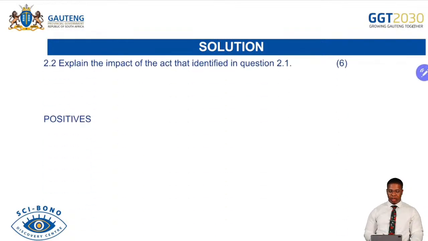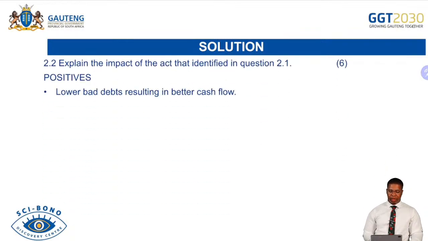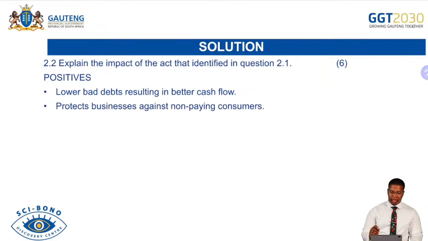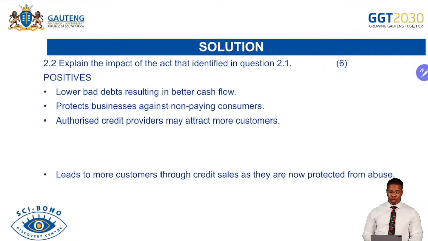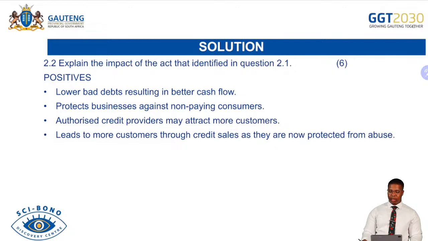But let us look now into the impact. What are the positives for your National Credit Act? Low bad debts resulting in better cash flow. It means there will be low bad debts resulting in better cash flow for the business that is selling on credit. That's one. It protects the business against non-paying consumers. And then another one is that authorized credit providers may attract more consumers, and it leads to more customers through credit sales, as they are now protected from the abuse of buying on credit.